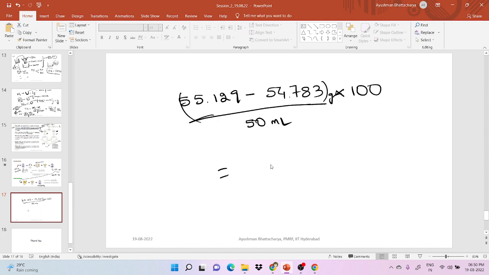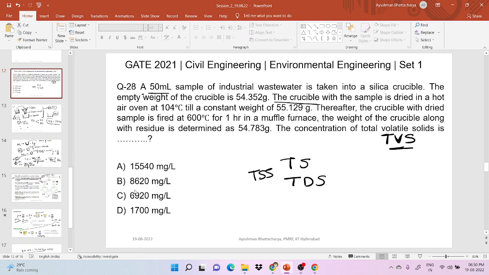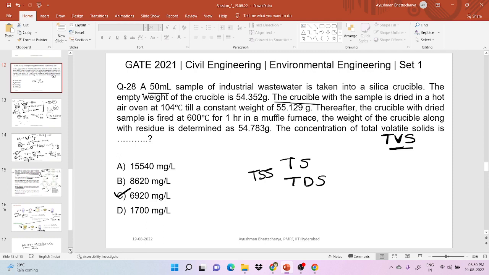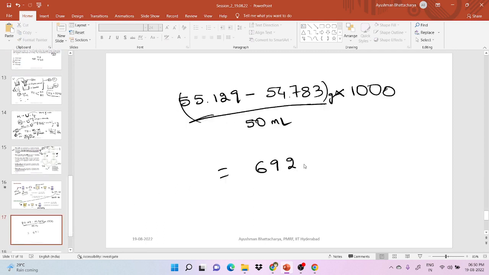So 55.129 minus 54.783, divided by 1000, multiplied by 1000 and divided by 50. So option C should be the correct one, 692 milligram per liter. Here, if you solve it, you will get 6.920 gram per ml. Since it is per ml, to convert it into liter, we multiply the numerator by 1000. So milligram per ml is this; if you multiply by 1000 to convert into liter, it will be 6920 milligram per liter.